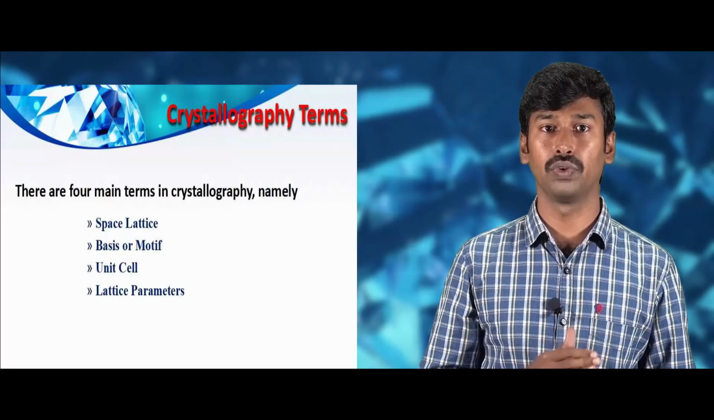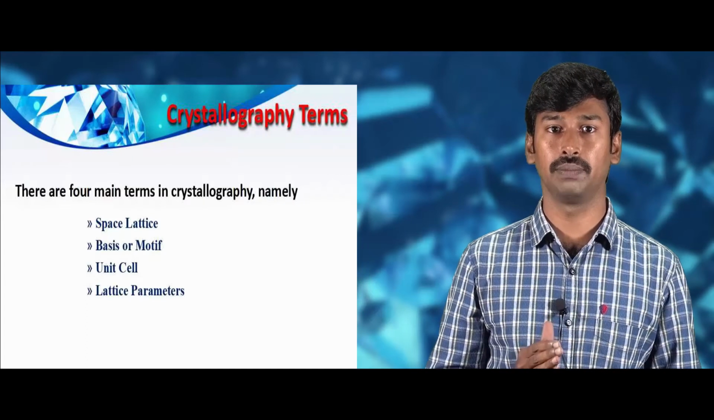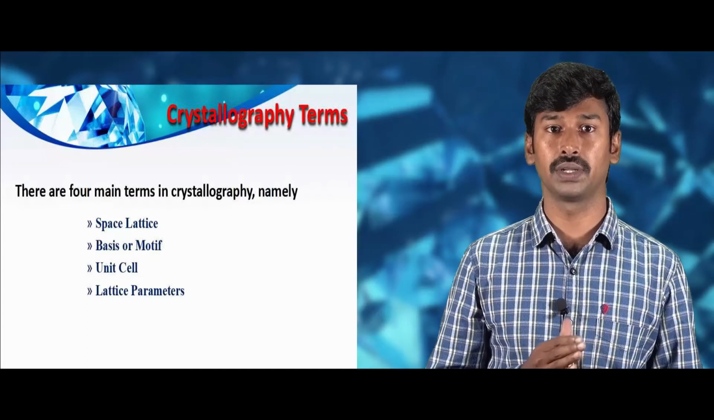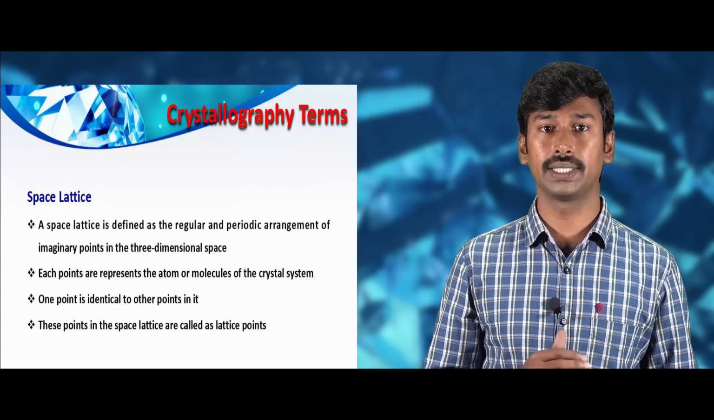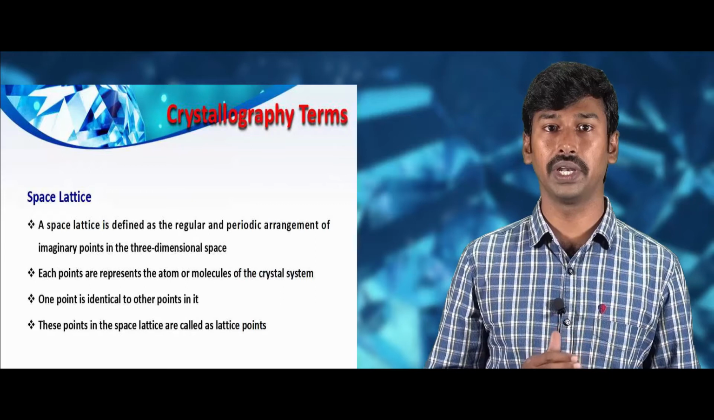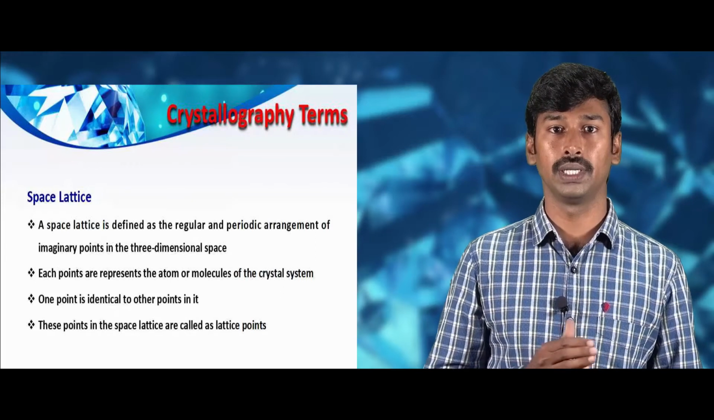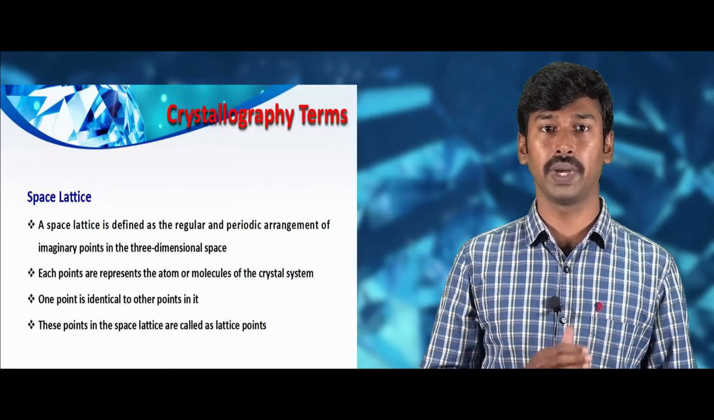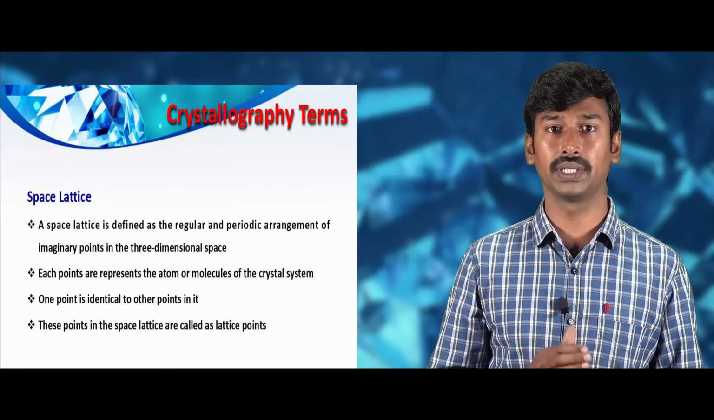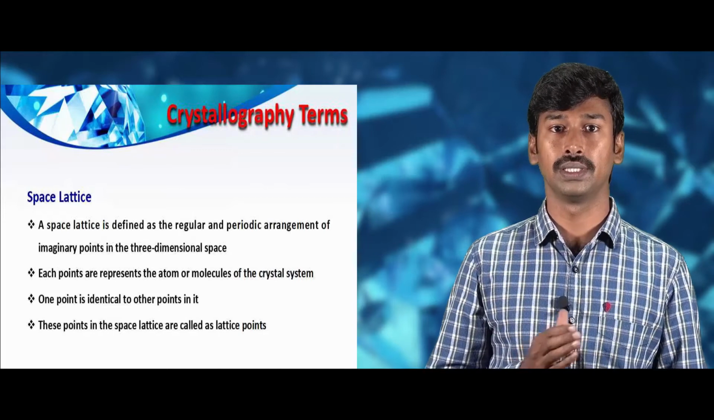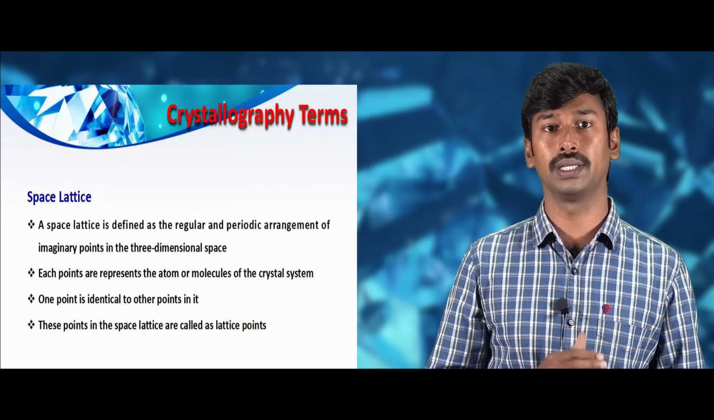Crystallographic terms. There are 4 types of crystallographic terms, namely space lattice, basis or motif, unit cell, lattice parameter. Space lattice. A space lattice is defined as a regular and periodical arrangement of imaginary points in a 3-dimensional space. Each point represents the atoms or molecule of the crystal systems. Each point is identical to all other points. These points in a space lattice are called lattice points.